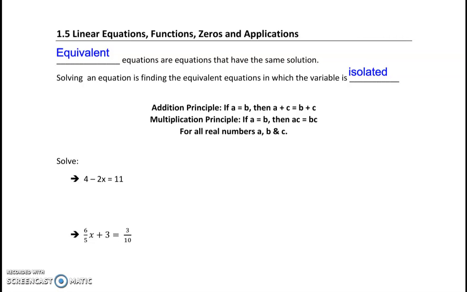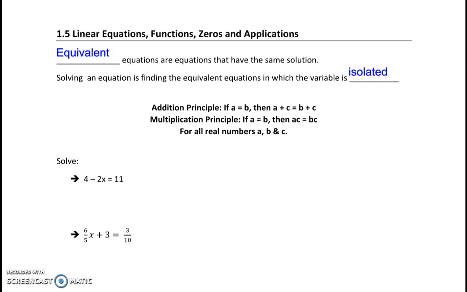Okay, we are ready for section 1.5. In this video, we're probably going to get through this first page. We are going to continue talking about linear equations and functions, and we are going to talk about how you find the zero of a function.